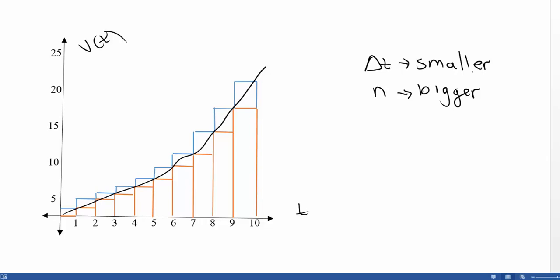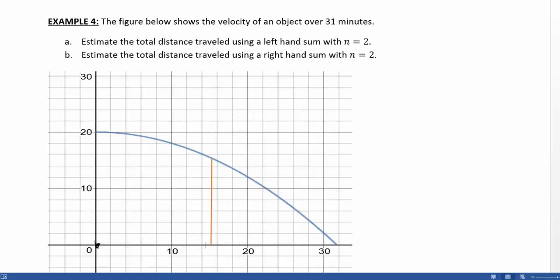But let's take a step back and do a couple of examples and see how we apply this using our n, our delta t, and our estimate techniques. Example 4. The figure below shows the velocity of an object over 31 minutes. So remember, velocity is a rate and 31 minutes is a time. Part A. Estimate the total distance traveled using a left-hand sum with n equals 2, and part B will be to do the same, but a right-hand sum.